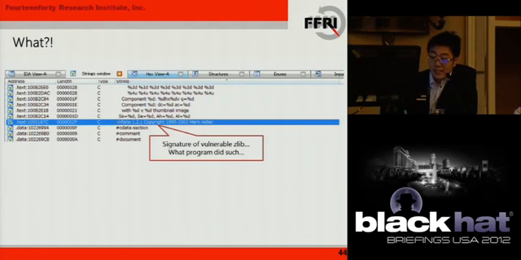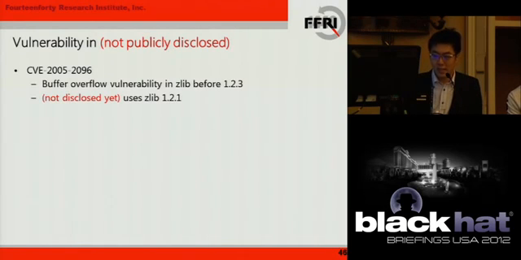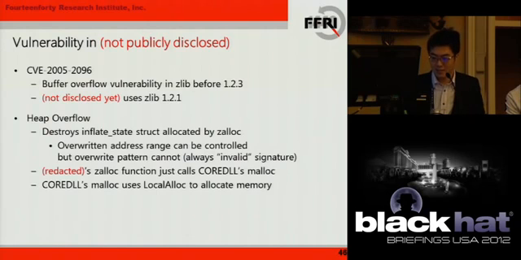This vulnerability is CVE-2005-2096. It is a buffer overflow vulnerability in zlib before version 1.2.3. The characteristics and exploitability of this vulnerability will change according to the alloc function, which is set by every application. Actually, it was a heap overflow, which destroyed the heap managed by LocalAlloc. As a result, it will crash.